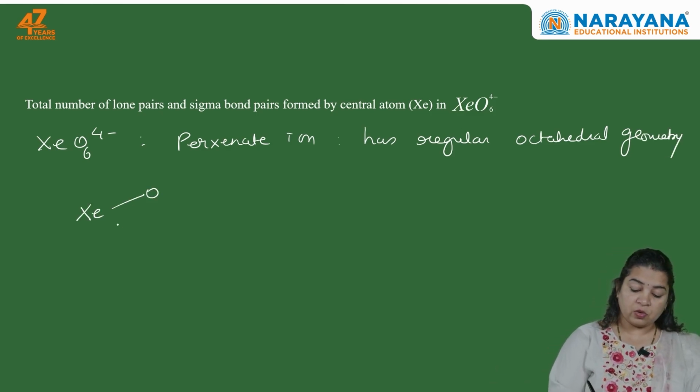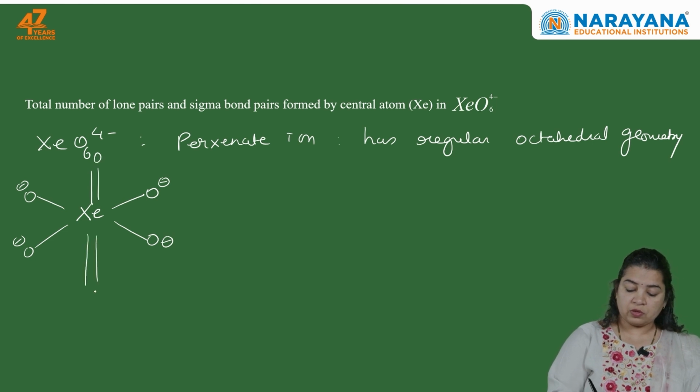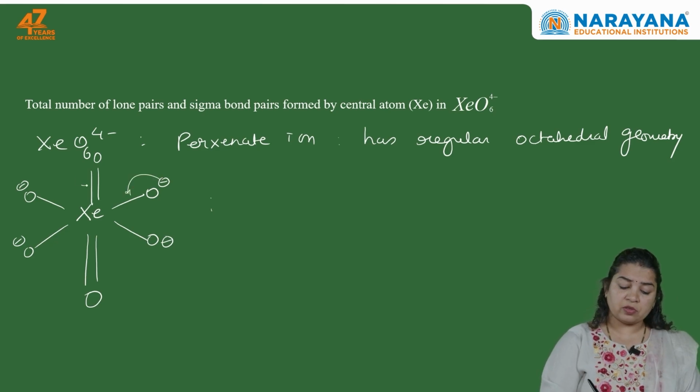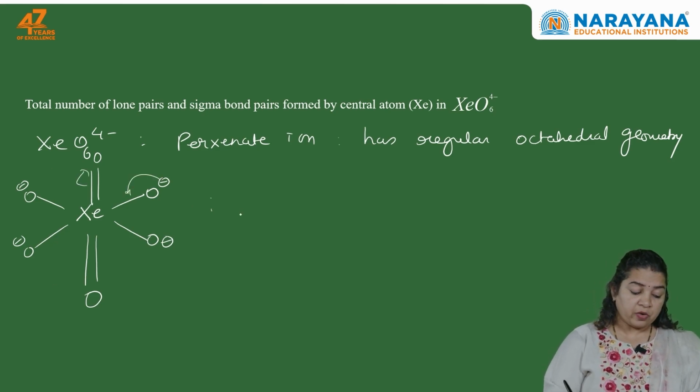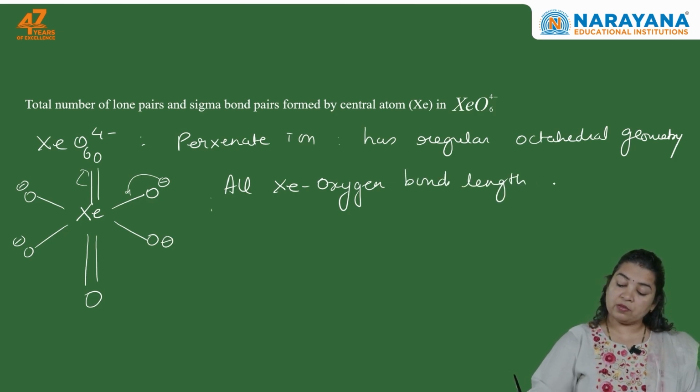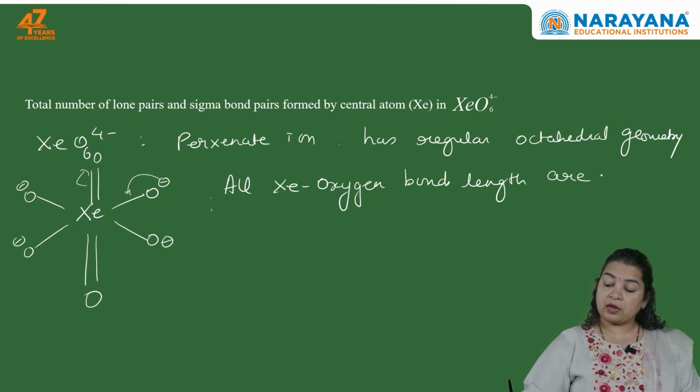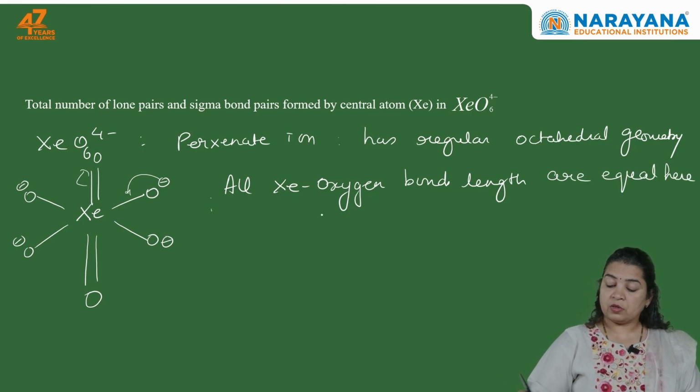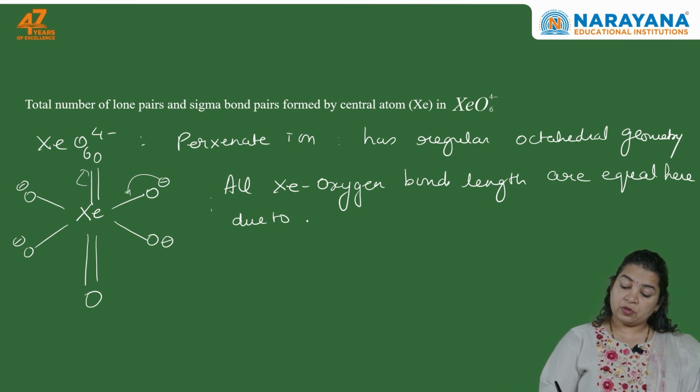So xenon, oxygens like this. Then we have like this. An important point to note is there is resonance. All of these will be in resonance with each other. Let me tell you one more extra point. All xenon-oxygen bonds are of equal length. So xenon-oxygen bond lengths are equal here due to resonance. Okay, they are all equal.